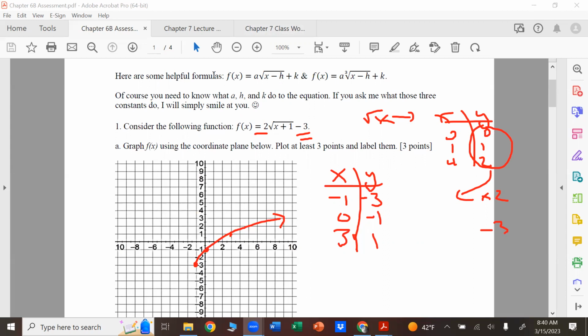Domain should be pretty obvious. It should be x is greater than or equal to -1. So you have to write it in interval notation like this. And range, the low point is -3 for y, and it goes up forever. So -3 to infinity with a bracket. If you didn't put brackets, I took out a half point.